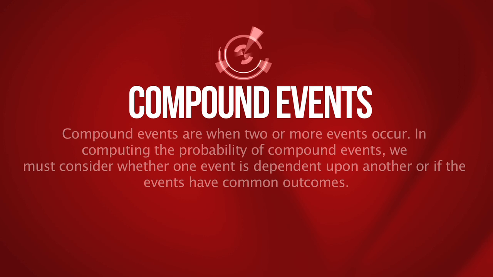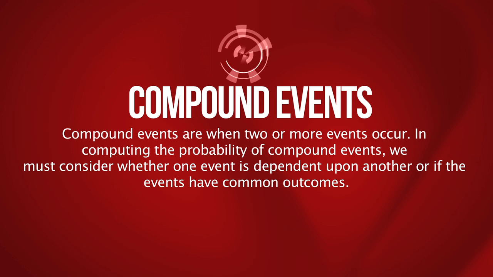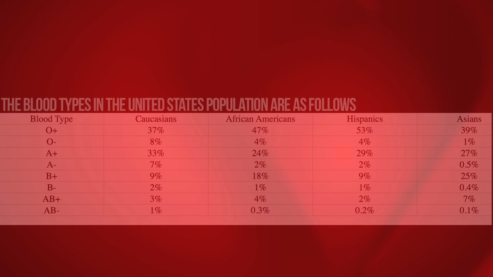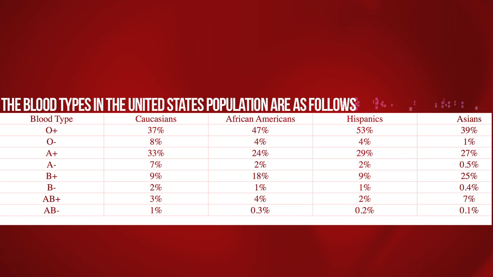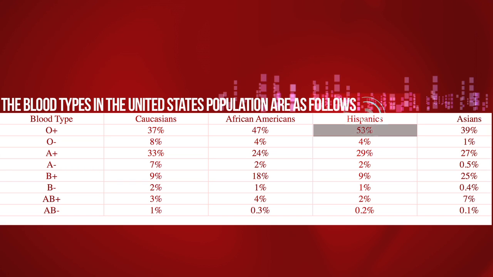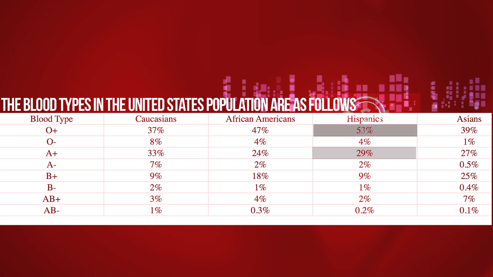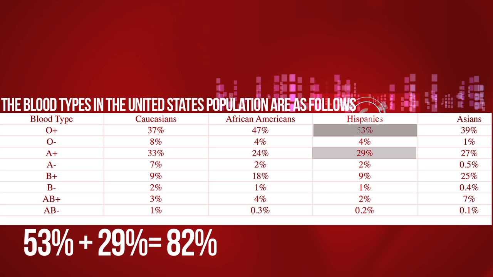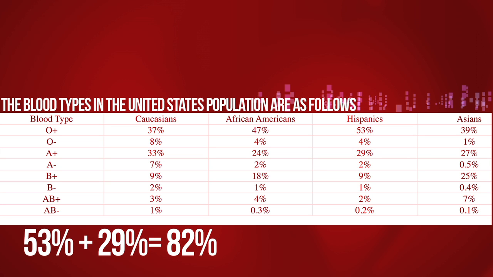Now let's talk about compound events. Compound events are when 2 or more events occur. In computing the probability of compound events, we must consider whether one event is dependent upon the other or if the events have common outcomes. If we consider the probability distribution of blood types, we want to compute the probability that a Hispanic member of the population has either O positive or A positive blood types. We can add 53% to 29% and we get 82%.